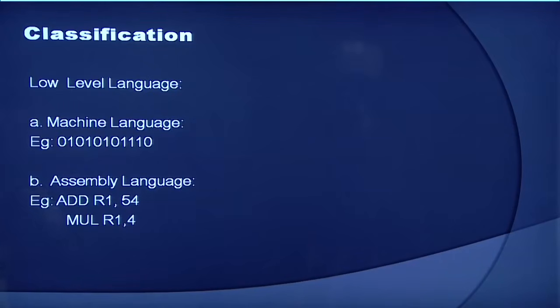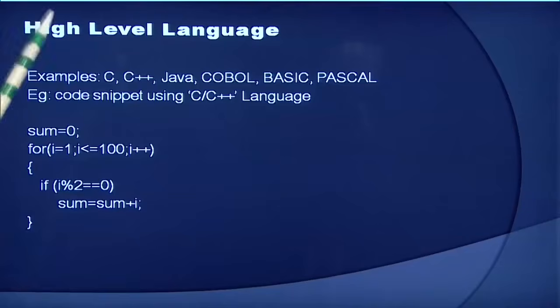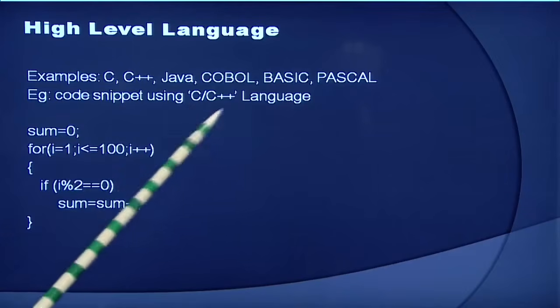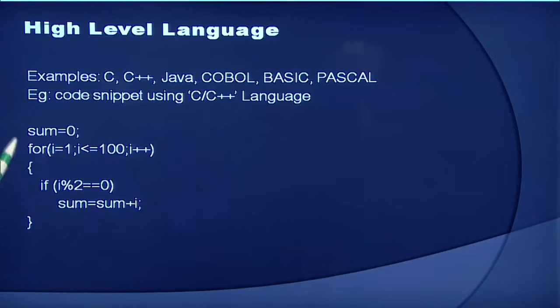And then we have assembly language, wherein we use mnemonics in the form of add, mul. So this add indicates addition, this mul indicates multiplication. Nowadays we all use high level language, and high level language examples are C, C++, Java, COBOL, BASIC, Pascal. And you can see a code snippet from a C, C++ language, wherein everything is very clear. So this is the speciality of high level language. It is very, very close to the English that we speak.